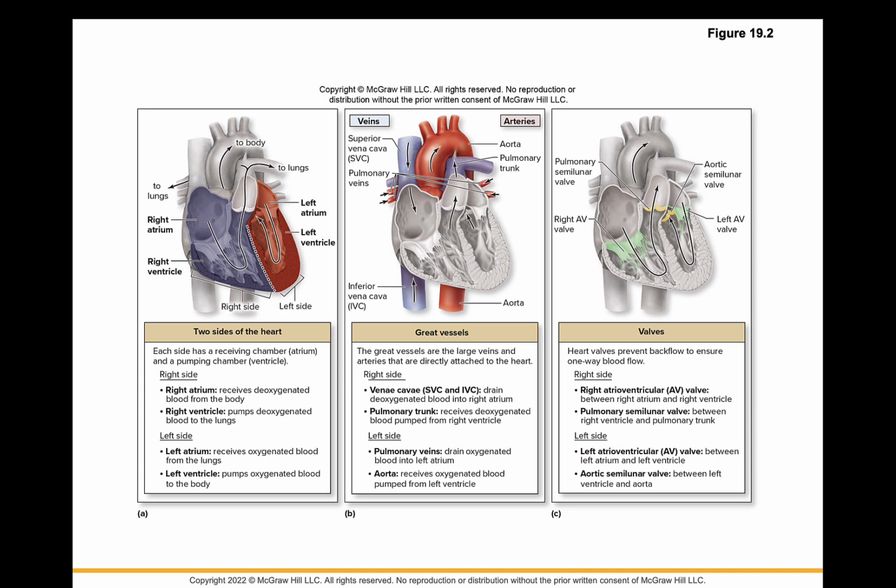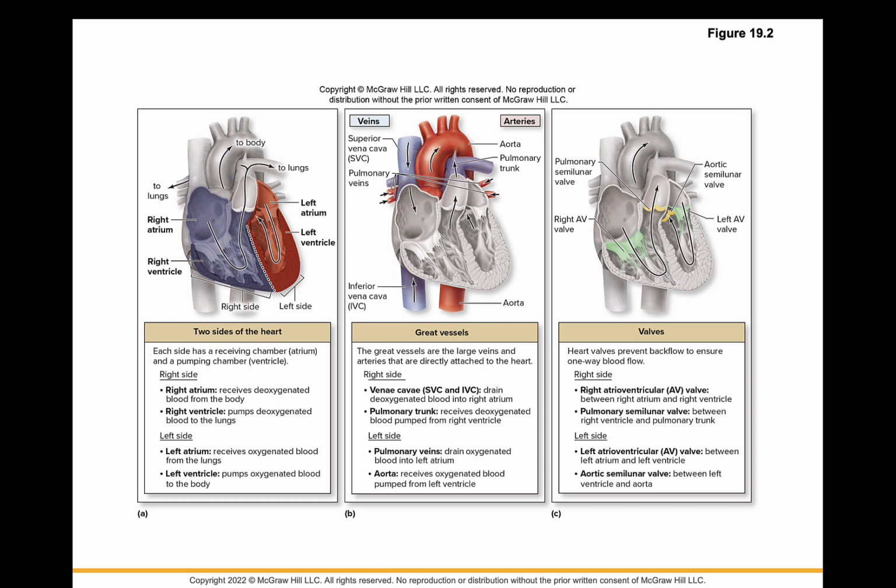So here we really look at two pumps, a right pump and a left pump, but at the same time, remember, it is a very coordinated system. Atria will contract simultaneously, whereas ventricles will contract simultaneously. Atria will always contract prior to ventricular contraction.